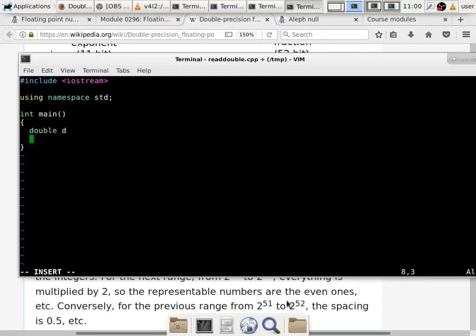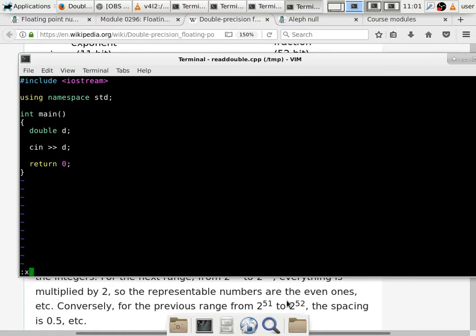double D, cin into D, return 0. Like that. Hopefully it will compile, but the idea is just that: we have a double type D, we use cin to read into it, return 0. So when I type this number in, what can I use? I can use any type of thing that can be interpreted as scientific notation, right?